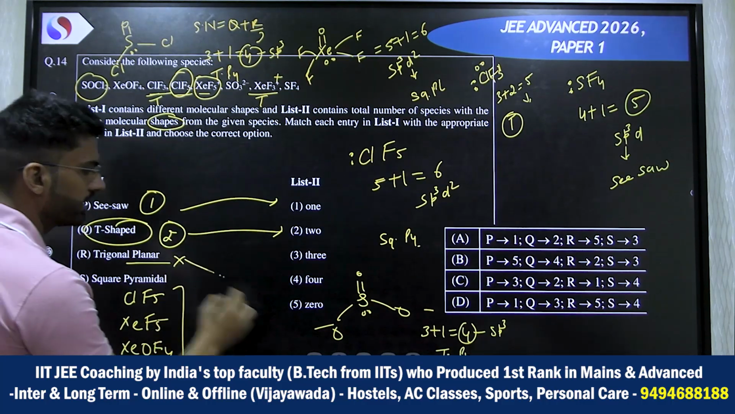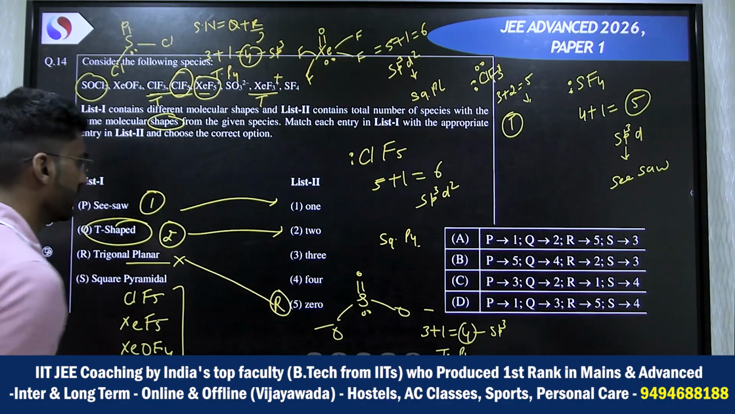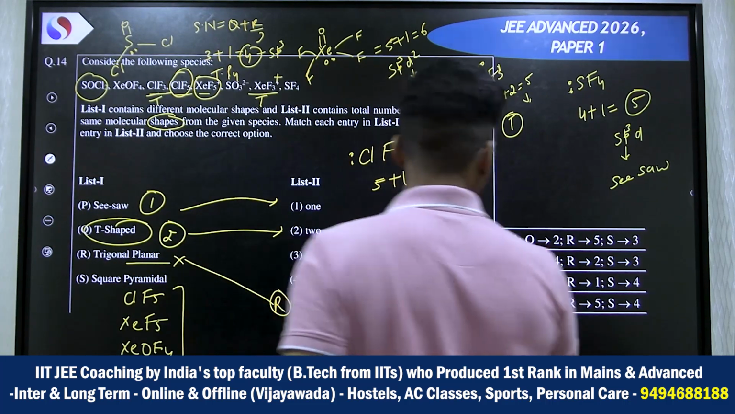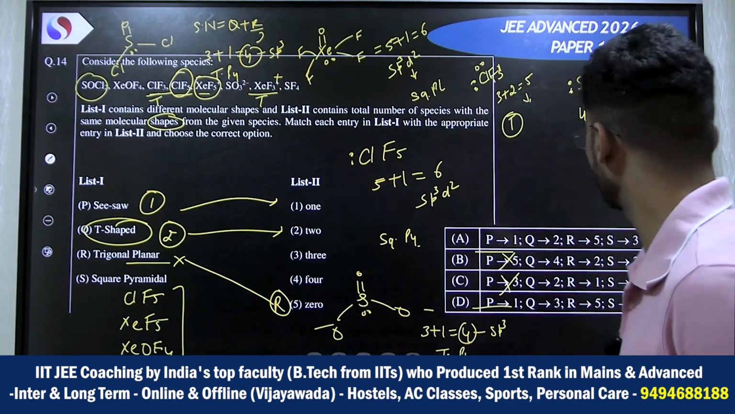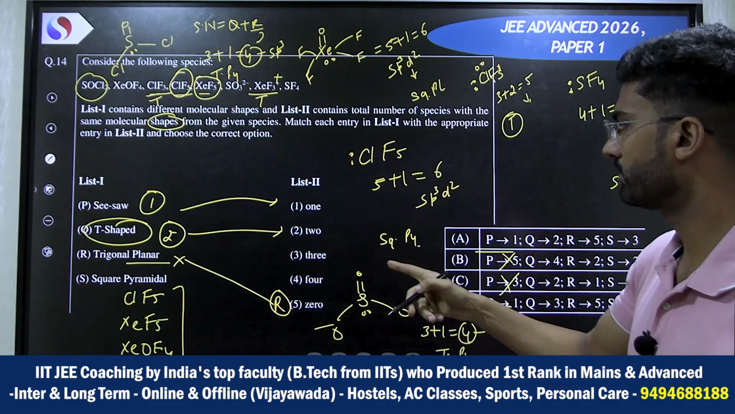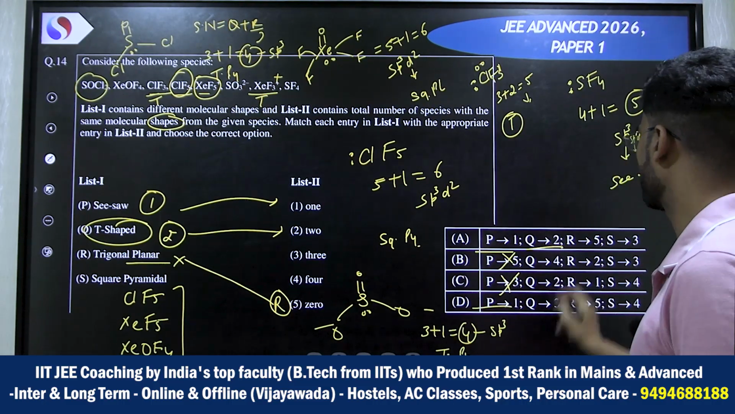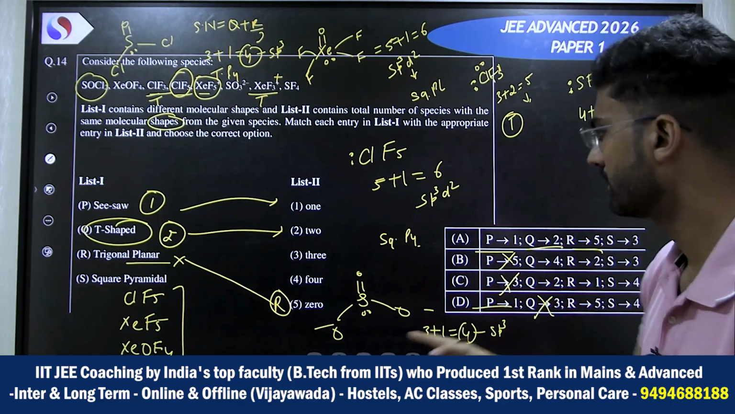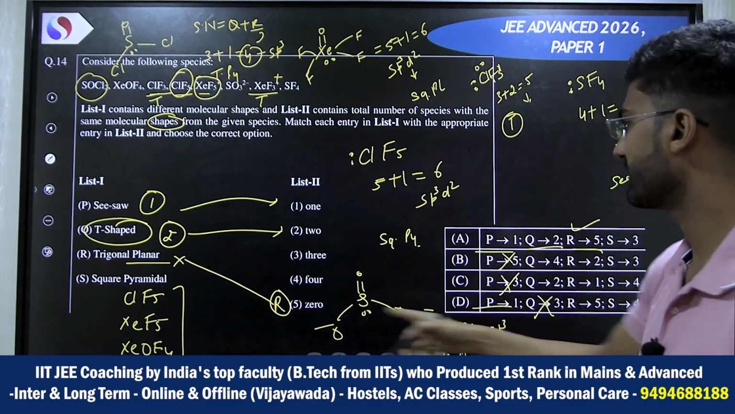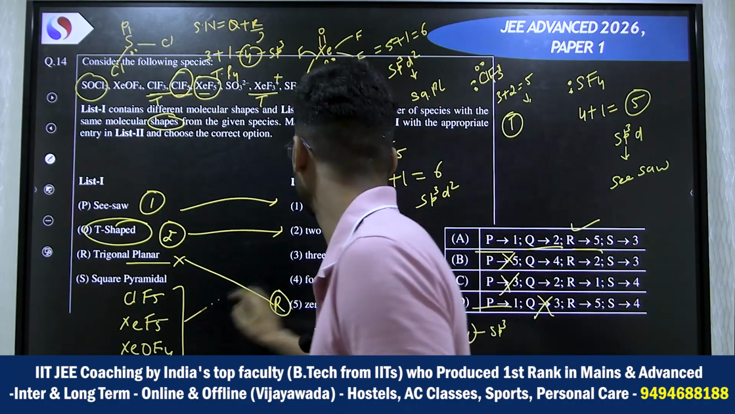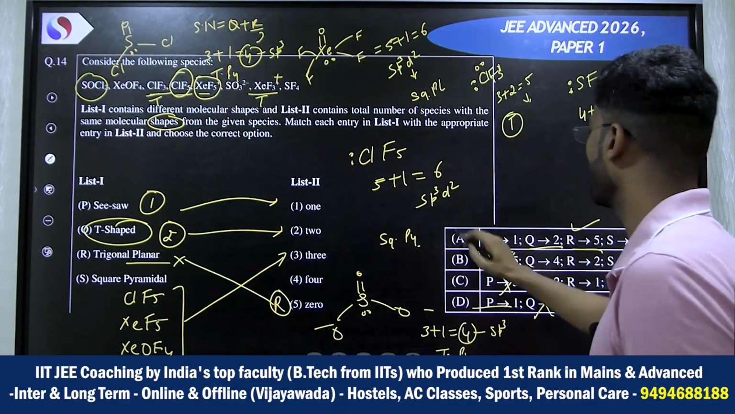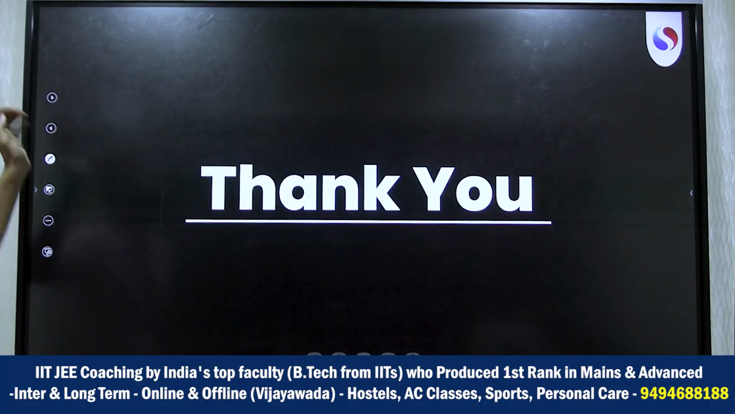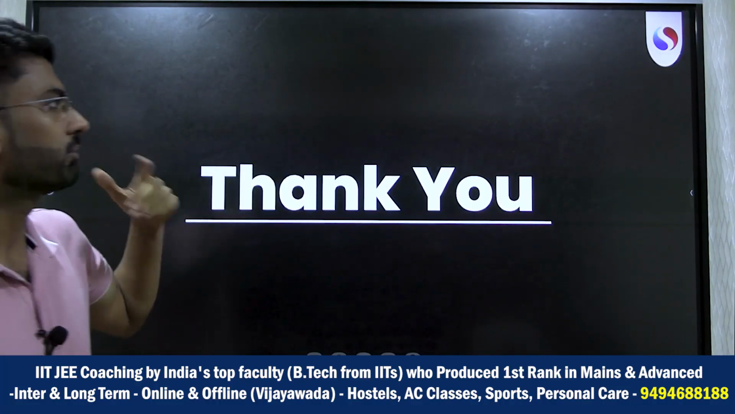So trigonal planar, it is 0, which means R is equal to 5, P is equal to 1. This is cancelled. Q is equal to 2, this is also cancelled. So another option we are left with is R5. Yes, it is 0. S, it is 3. Yes, it is 3. So option A is the correct answer. Next. Okay, that's all. So this is all about paper 1.